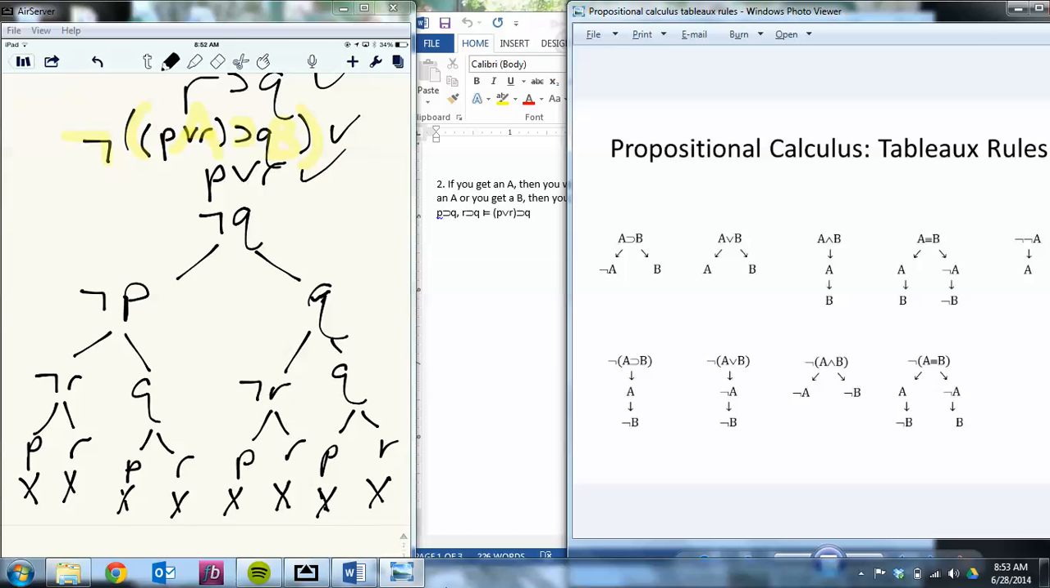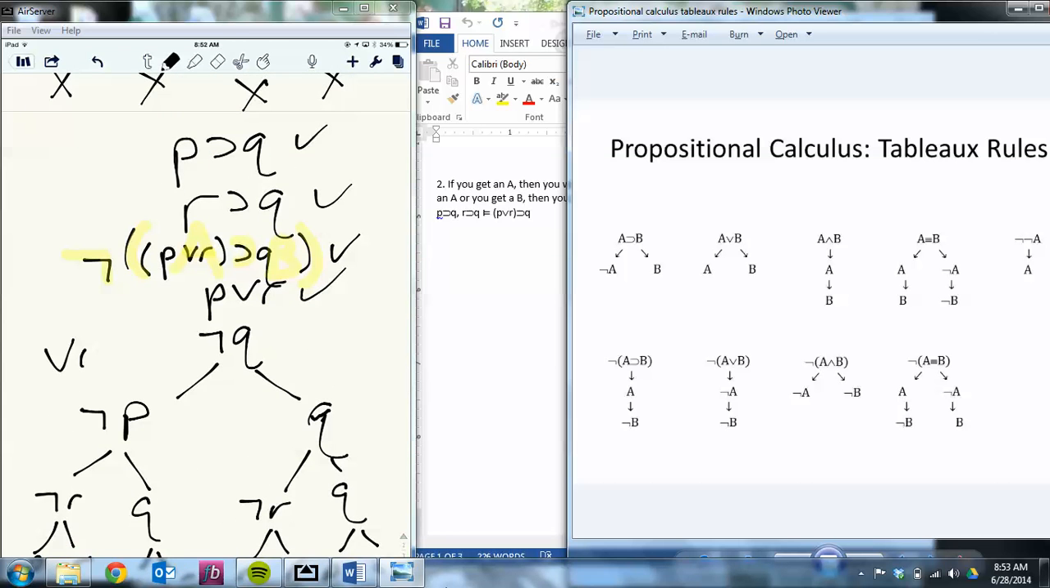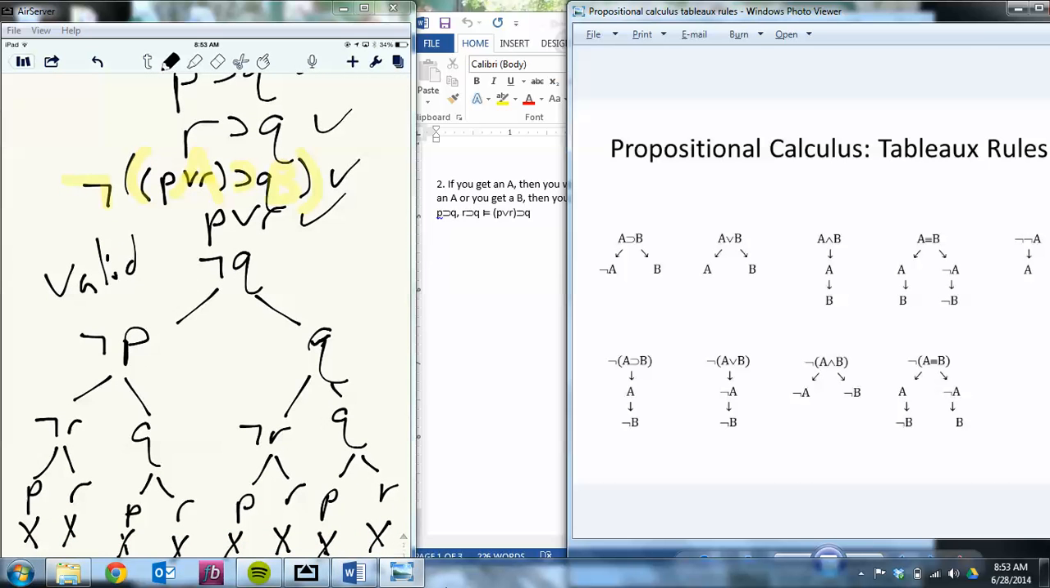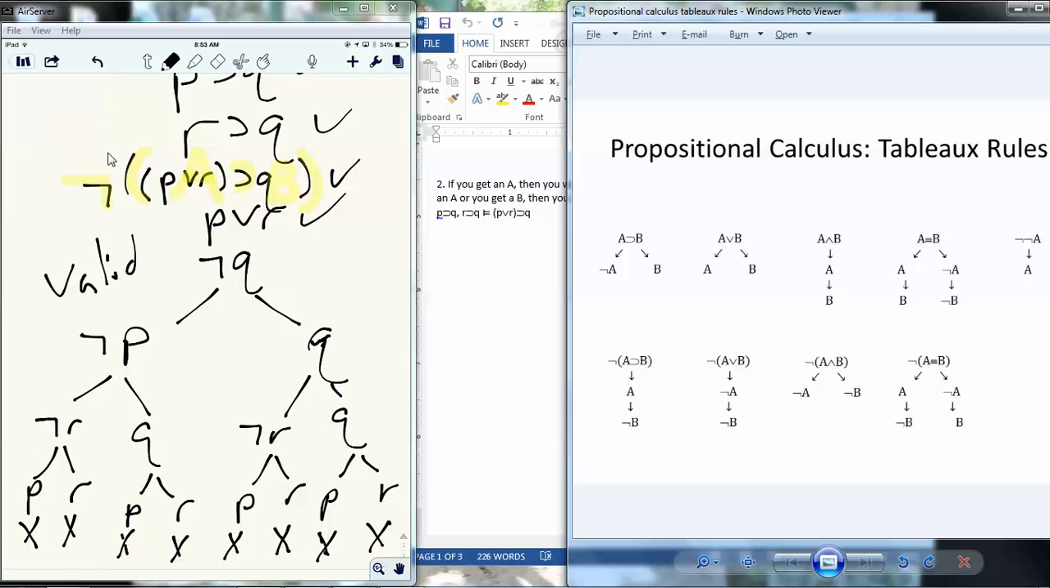Remember, it's valid even though you have all these X's down here, even though it looks like nothing worked. That's what we wanted. We didn't want anything to work. We wanted to see, because we took the contradiction of the conclusion, if you have all the premises true but the conclusion false, can that ever work? And we just showed no, it cannot work.